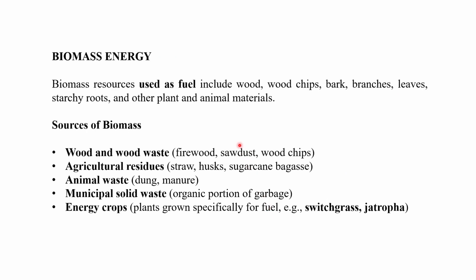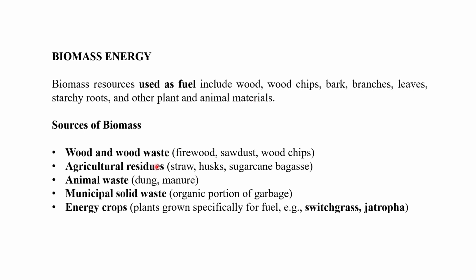So the next topic is biomass energy, as we discussed in the previous slides about hydrogen energy. Now, biomass resources used as a fuel include wood chips, bark, branches, leaves, starchy roots, and other plant and animal materials. What are the sources of biomass? From here we can get the biomass to use as an energy resource.